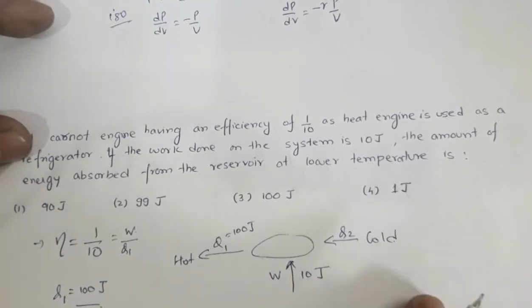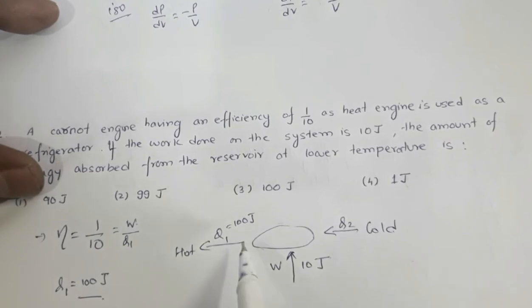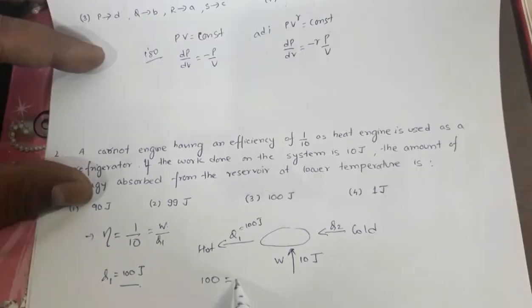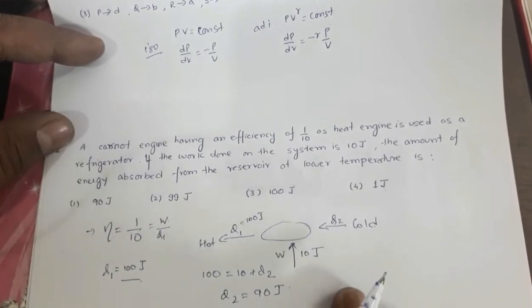Now this is 10 joule. If we apply the principle of conservation of energy, Q1, which is 100, is equal to 10 plus Q2. So that gives Q2 equal to 90 joule. So option 1 is the correct answer.